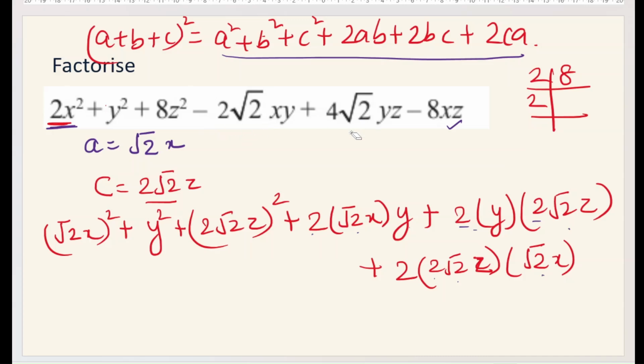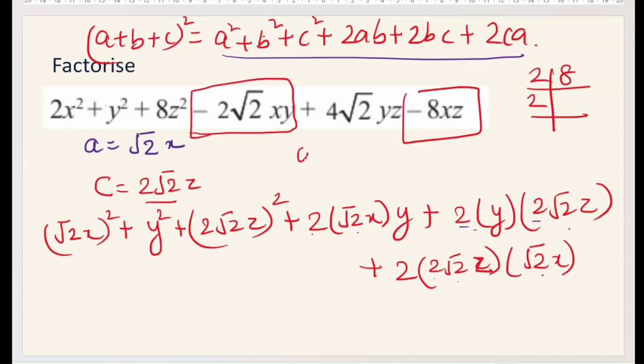But there is one problem. What is the problem? This expression has negative signs as well. Here we have a negative sign, and here we have a negative sign. But the expression we have formed does not have negative signs. So we have to put negative signs. How will we do that? Just check where we have negative signs. First is over here, second is over here. And what is common in these terms? X is common.